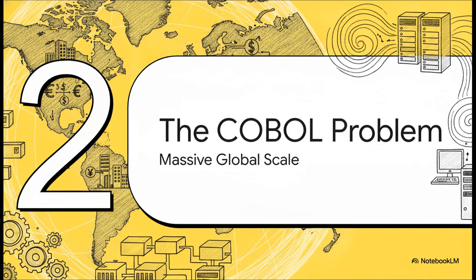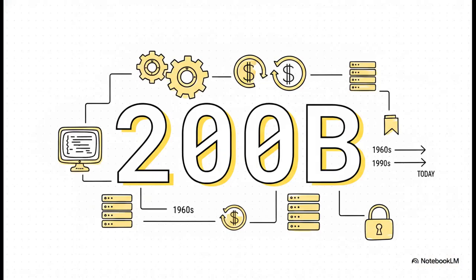Moving on to Section 2, the famous COBOL problem. Now that we know the parts of a legacy system, let's look at a real-world example to really understand the massive global scale of this. Take a look at this staggering number. Industry estimates show there are over 200 billion lines of COBOL code still running current business systems today. COBOL was the main business development language from the 1960s right through to the 1990s, especially in finance.